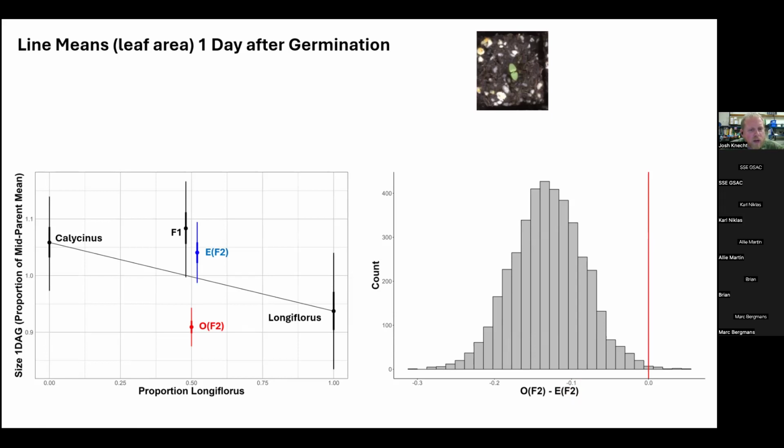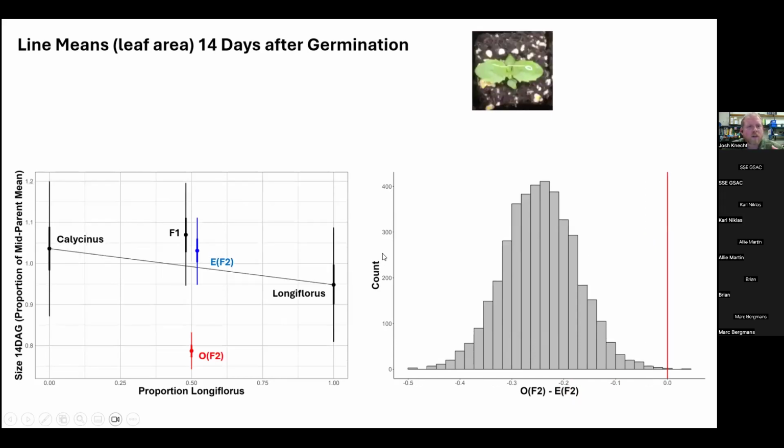I think we have to be a little careful about interpreting this because this is probably largely determined by the seed size, which is at least partially, if not mostly, determined by the maternal genotype. So we need to look out a little further. And if we look at 14 days after germination, this trend gets even stronger. The observed F2 actually looks like it's outside of everything else. And if you look at the posterior prediction for the difference between the observation and the expectation, you see really strong evidence that there is negative epistasis.